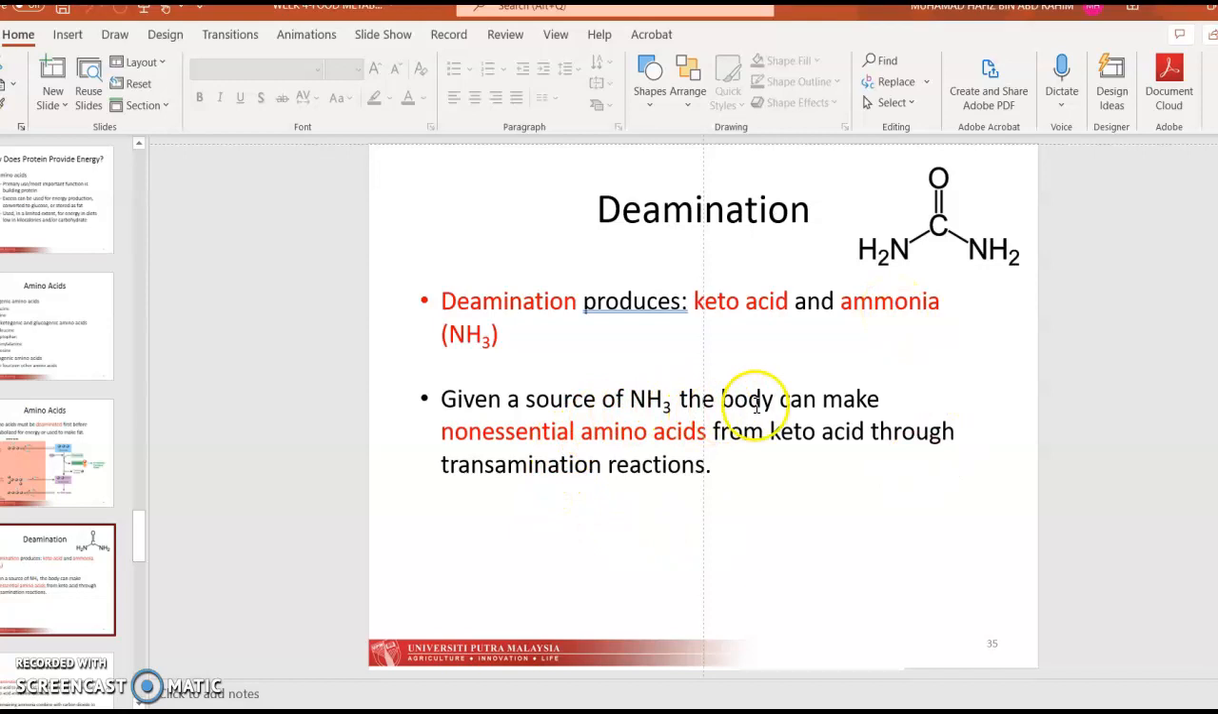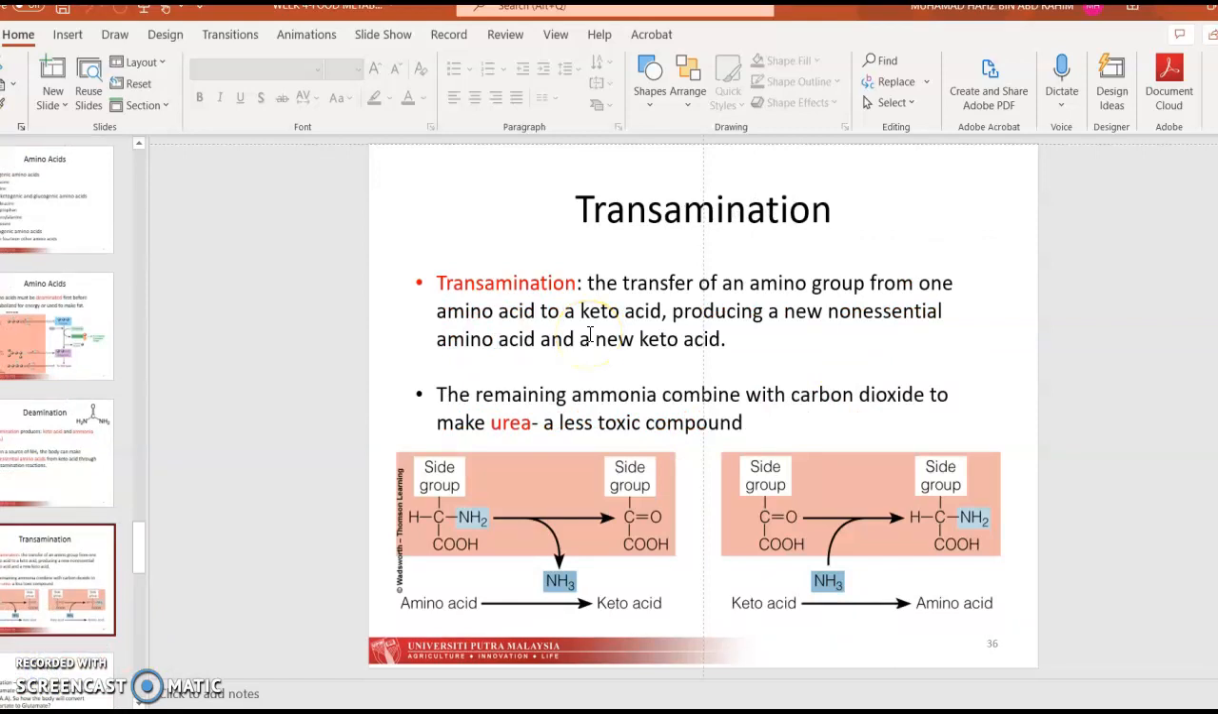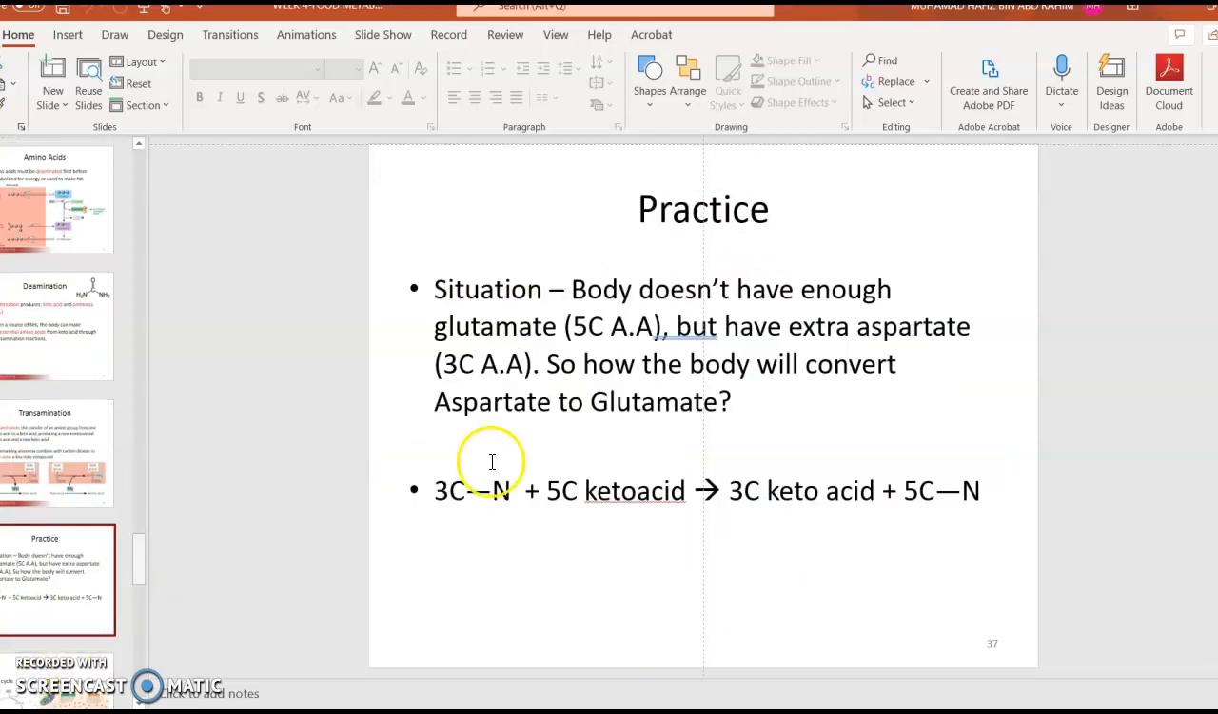Given a source of ammonia, the body can make non-essential amino acids from keto acids through a transamination reaction. If we cannot make certain amino acids in the body, we need to take them from the diet, so we call those essential amino acids. Transamination is different from deamination because deamination removes the nitrogen, but transamination transfers the nitrogen group to another carbon skeleton and produces a new amino acid, and at the same time a new keto acid. You also learn this in biochemistry, so you can practice this yourself.